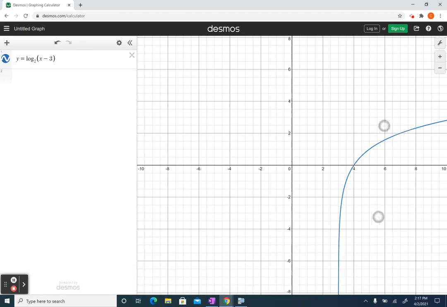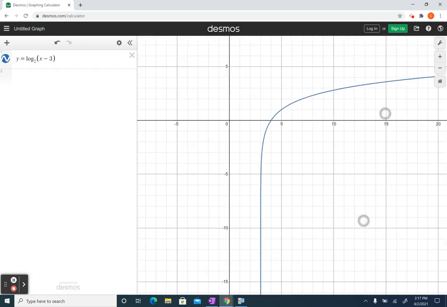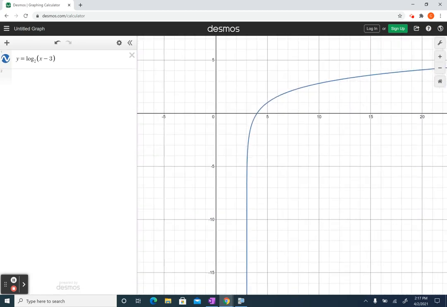Notice that here, if you zoom in a little bit, it looks very similar to the graph that we had in the other problem, with one small but important difference. Instead of the values getting closer and closer to 0, they appear to be getting closer and closer to 3. Why 3? Well, because of the x minus 3, this moved the graph 3 to the right, including the asymptote.